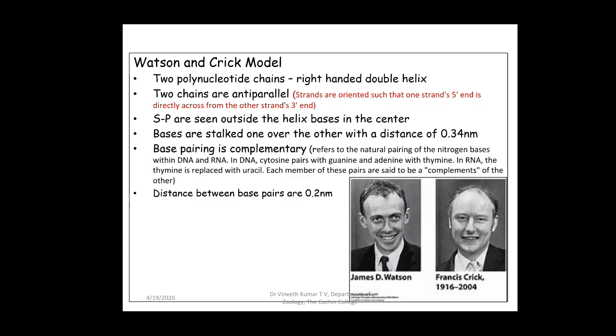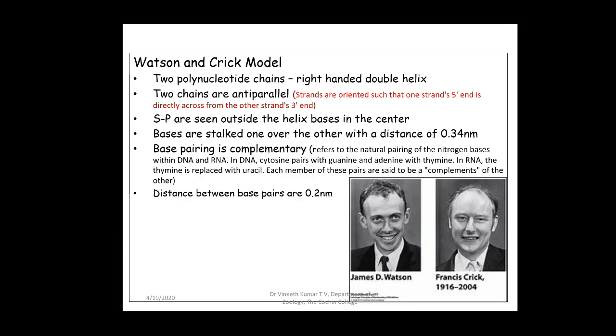And they found that the strands are oriented in such a way that one strand runs in the 5' to 3' direction, but the other runs in the 3' to 5' direction, and that is what is called anti-parallelity of the chains. They also found that the sugar phosphate backbone is seen outside the helix, forming the backbone of the helix, and the bases are stacked one above the other, as we said earlier, with a distance of 0.34 nanometer or 3.4 angstrom.